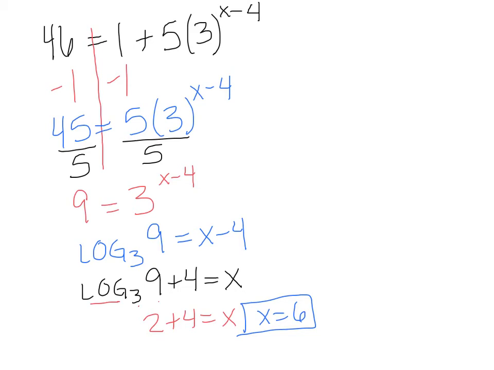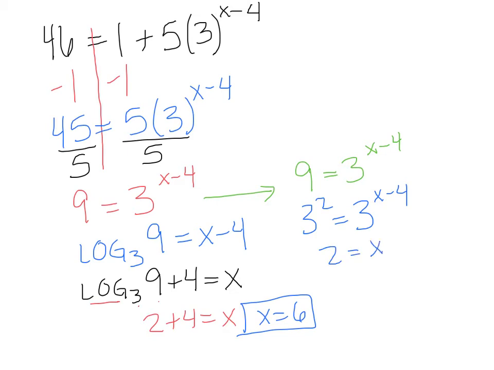So in this case, we actually did not need to use logs to solve this problem. If we would have stopped and looked at this step, we can see that we have 9 equals 3 to the x minus 4, which is the same as saying that 3 squared equals 3 to the x minus 4. So 2 equals x minus 4. And adding 4 to both sides, x equals 6.